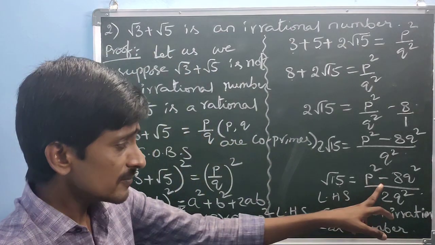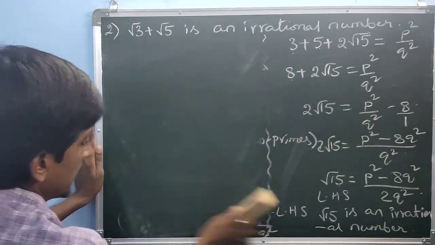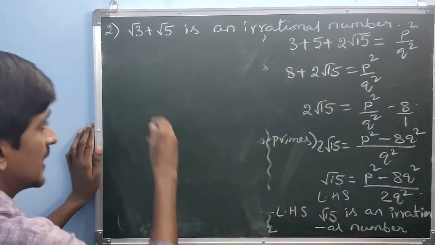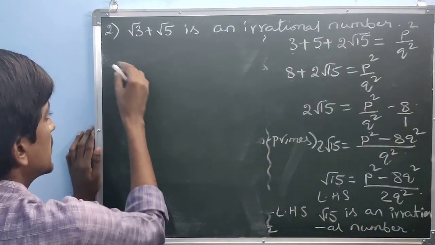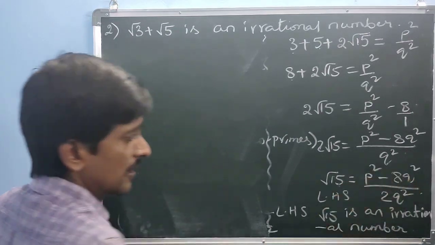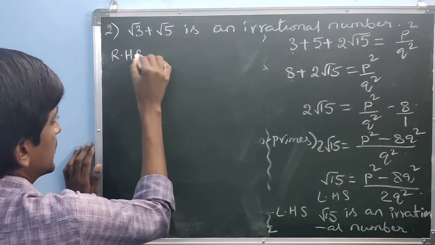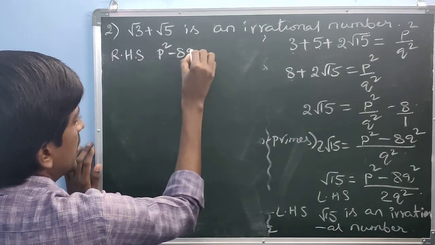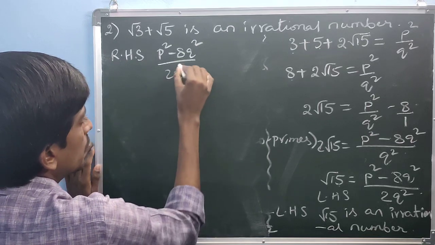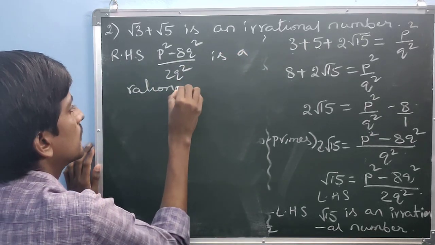And here RHS. What about RHS? P and Q are integers. According to our definition of rational numbers, P and Q are integers. So if any number is substituted in this equation, the RHS, (p square minus 8q square) by 2q square, is a rational number.